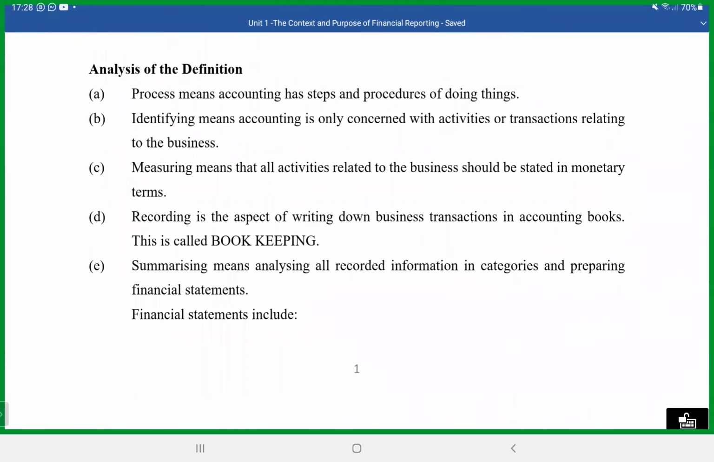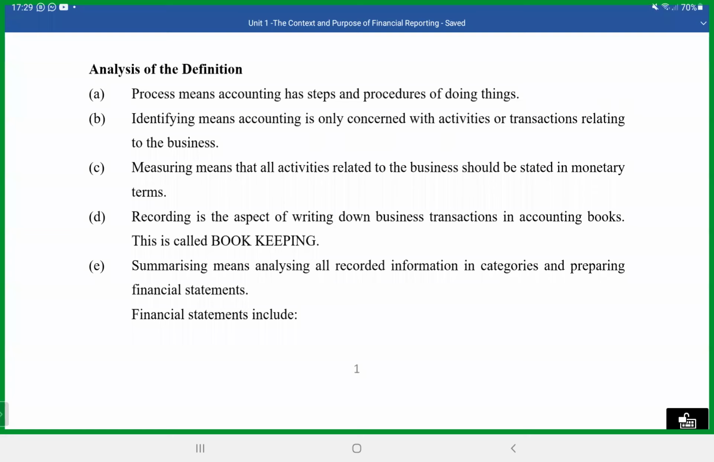Accounting involves recording. Now, I meant that recording is an aspect of writing down business transactions in accounting books, and this is called bookkeeping. So bookkeeping is all about writing down the business transactions in accounting books. You have to write down those transactions.